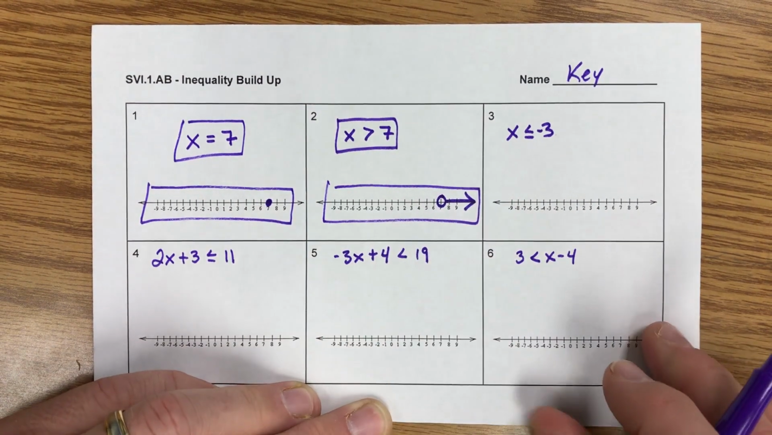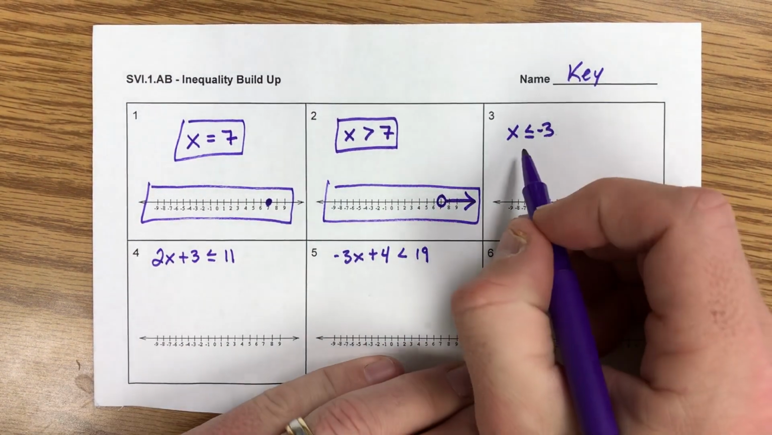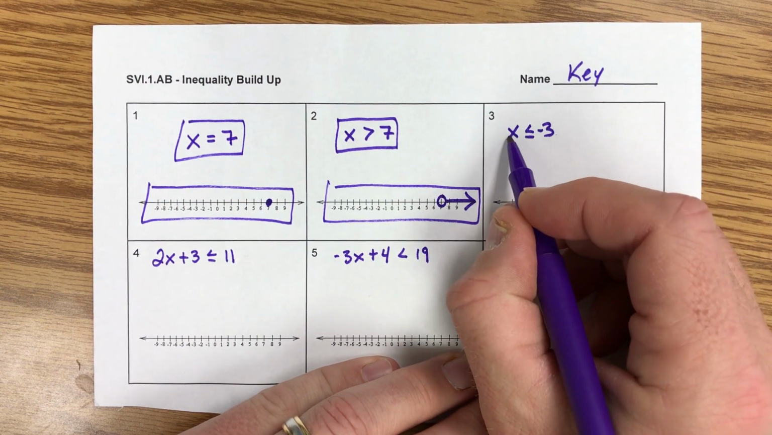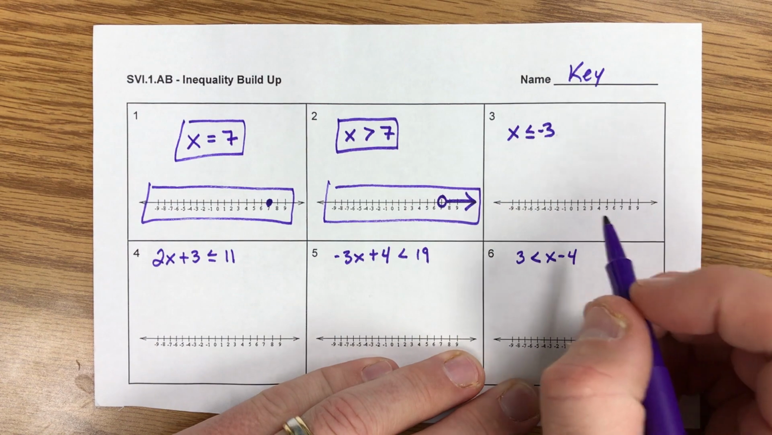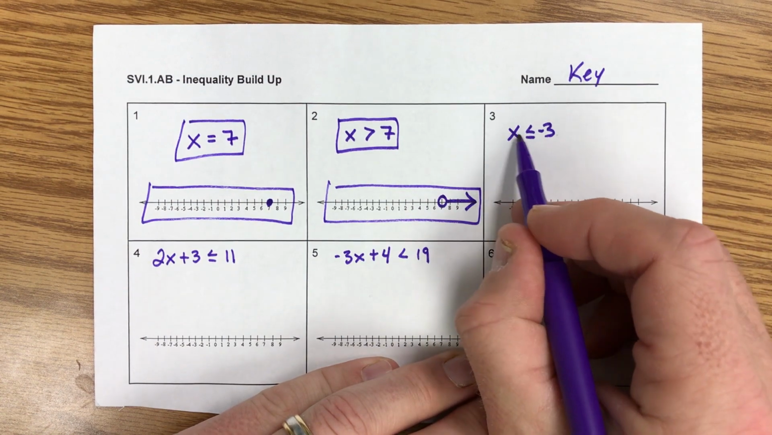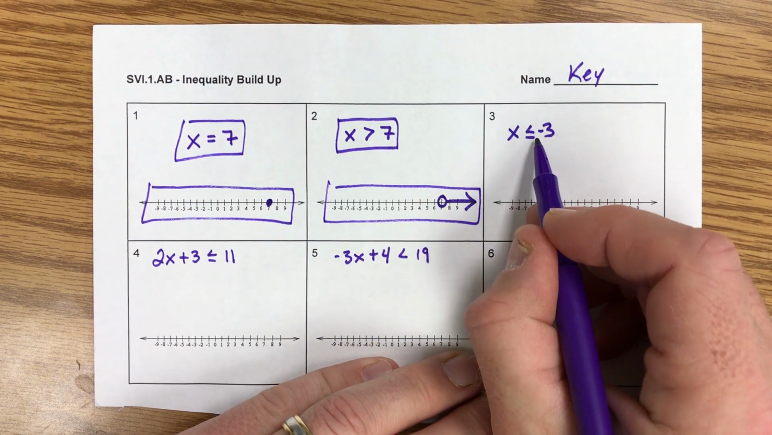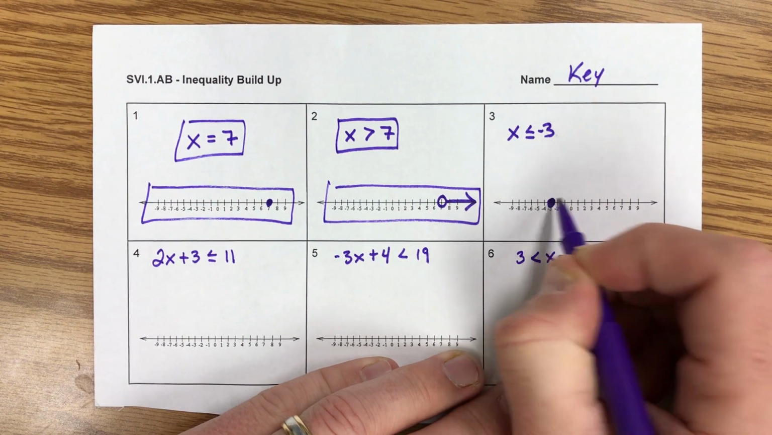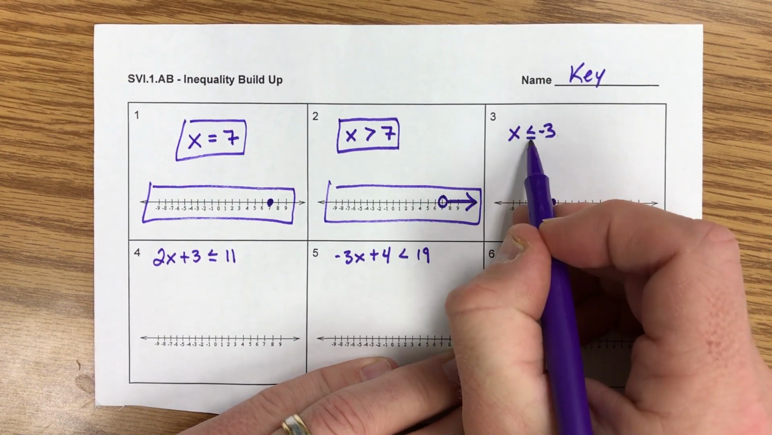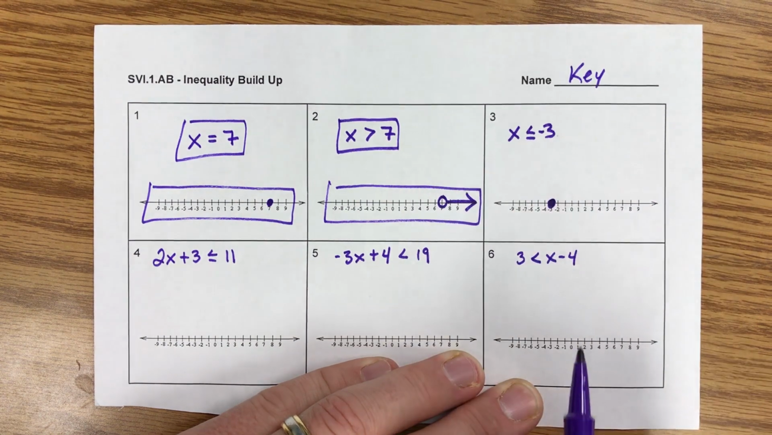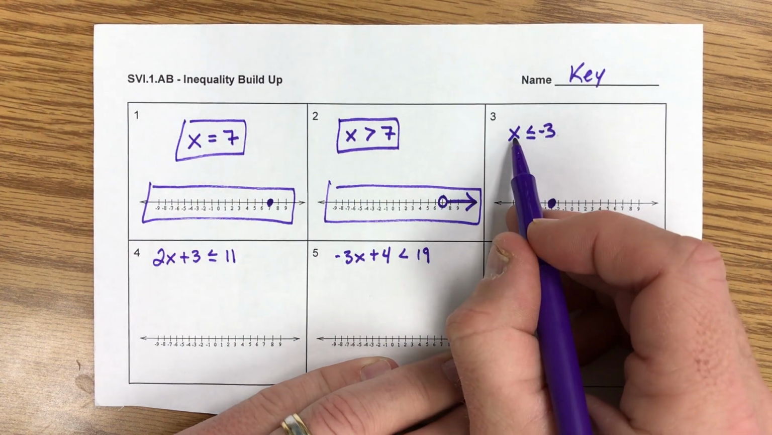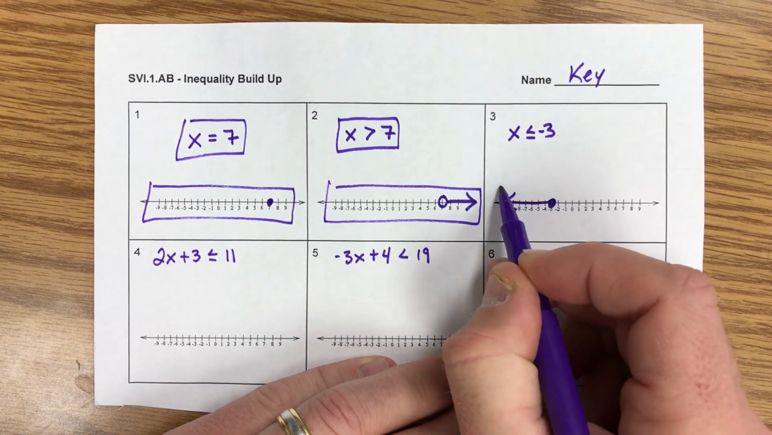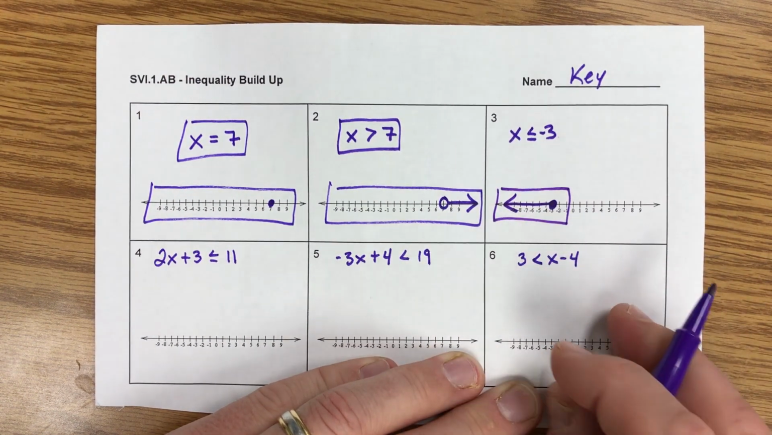Number 3, when you see this inequality, you're going to say I have a less than or equal to symbol here. That means x is less than or equal to negative 3. That means we're saying that negative 3 is a true statement. So if you put negative 3 in for x, it is equal to negative 3. So we're going to include negative 3 with a solid dot. And when it's included, you'll always see an equal sign underneath the inequality. Now if negative 3 works and everything's smaller than that, that means our arrow then goes off to the left. So our graph then looks like this.